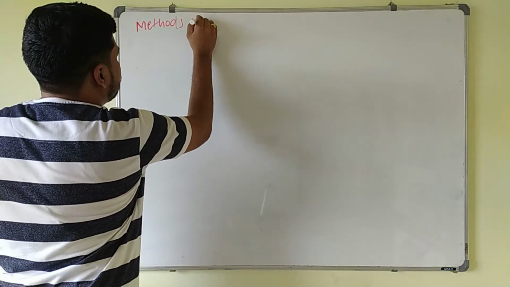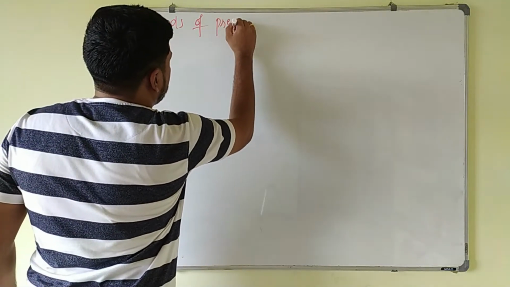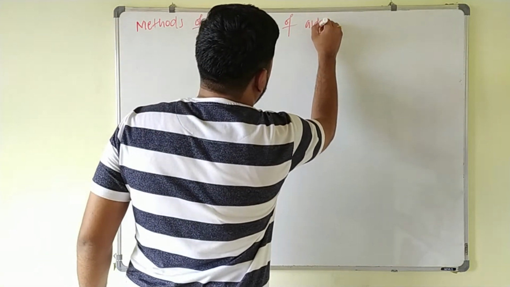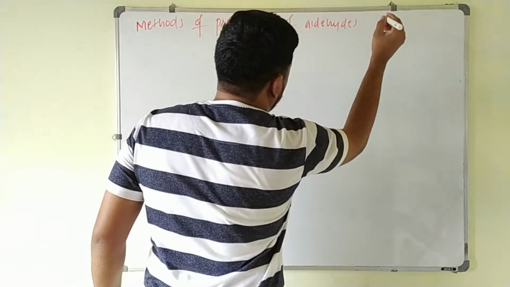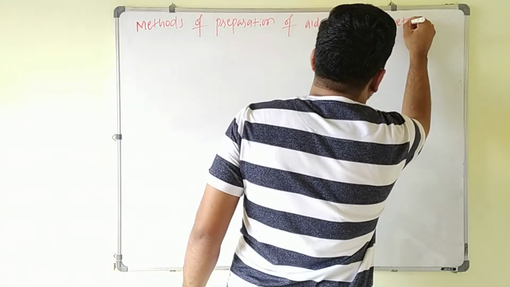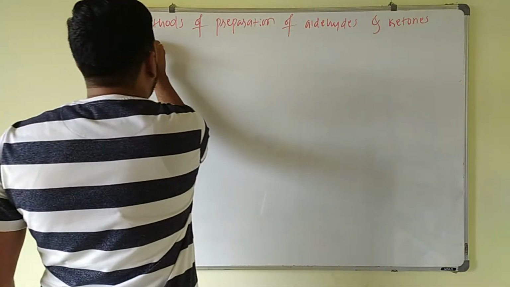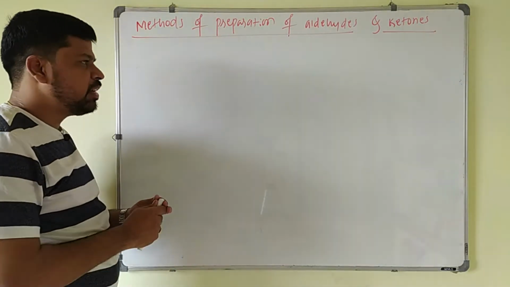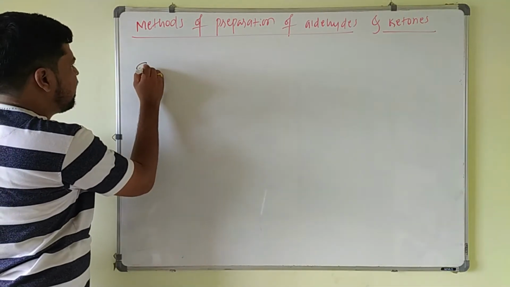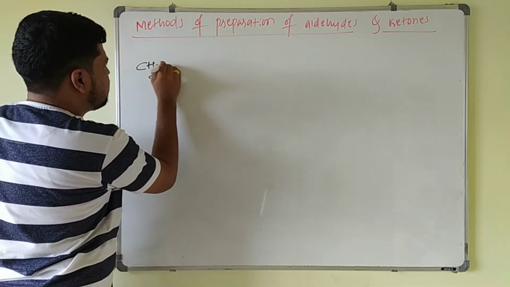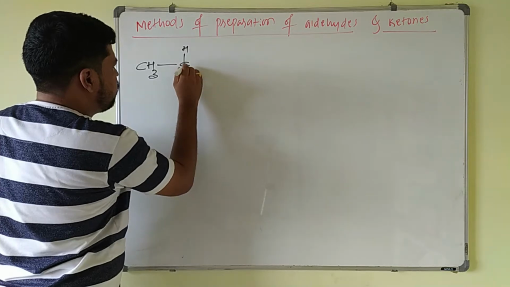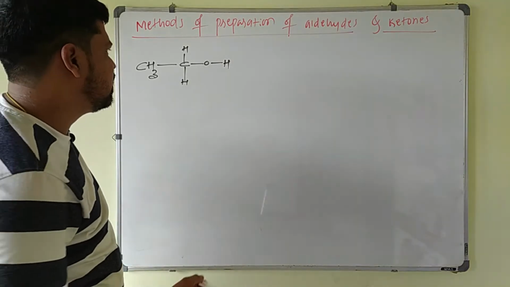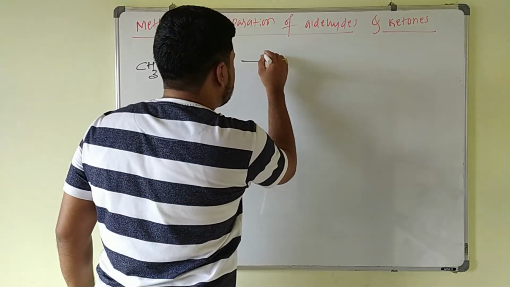Methods of preparation of aldehydes and ketones. These methods are common for the preparation of aldehydes and ketones here. The first basic thing you have to remember is, suppose if I take a 2 carbon alcohol, CH3CH2OH, always these alcohols upon oxidation will give aldehydes.